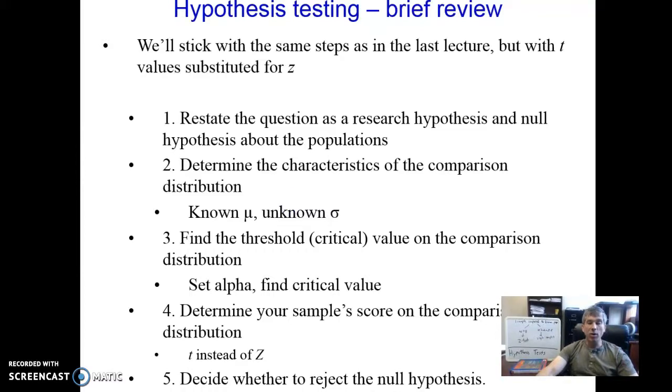And then we make a decision on whether to reject the null. Again, that is a binary decision. You're either going to reject the null or not. It's based on that same comparison. Compare your test statistic to your critical value. If it's beyond the critical value, reject the null. If it's not, fail to reject the null.